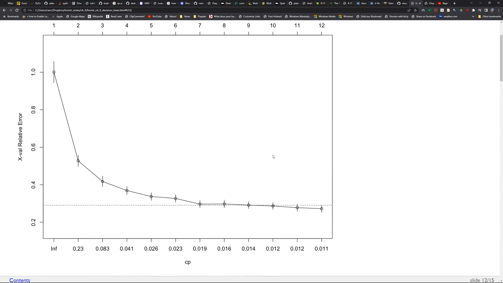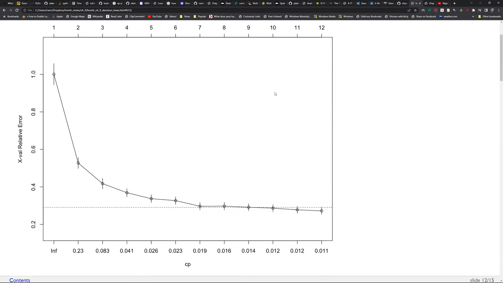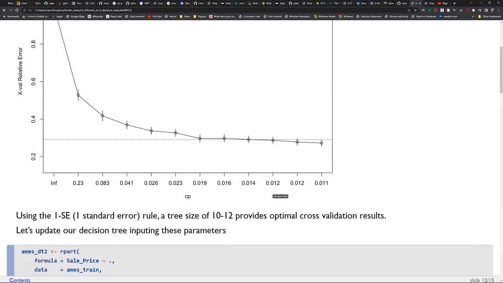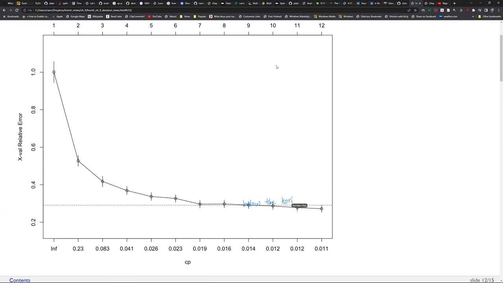So for example, for a tree size of 10, the size of the tree, which is the levels, you have an associated CP of 0.012. And then you have this dotted line, which is kind of the optimal relative error. If we use the one standard error rule, it says that a tree size of 10 to 12, the one that goes a little bit aligned or a little bit under that dotted line, provides the optimal cross-validation results. So the space that we're looking for the depth of the tree is going to be within this range.